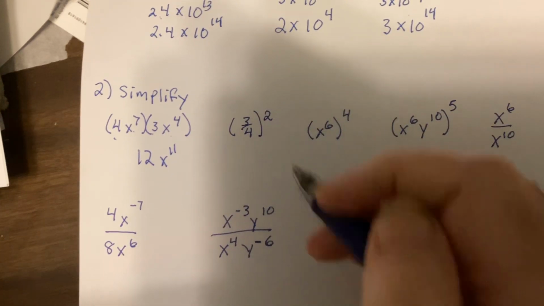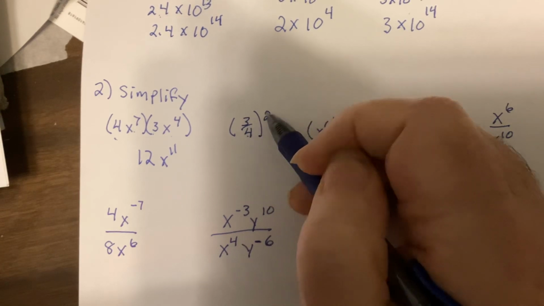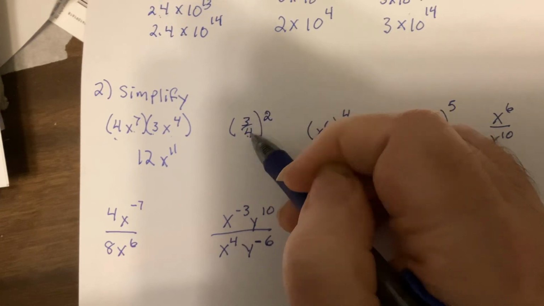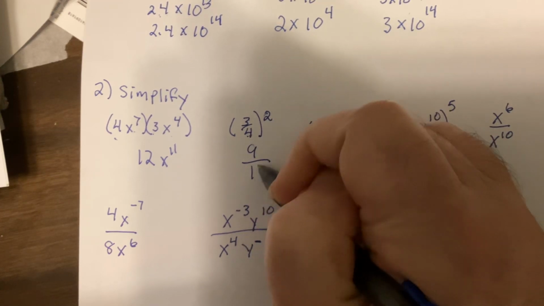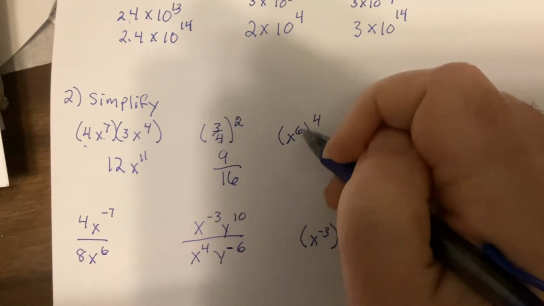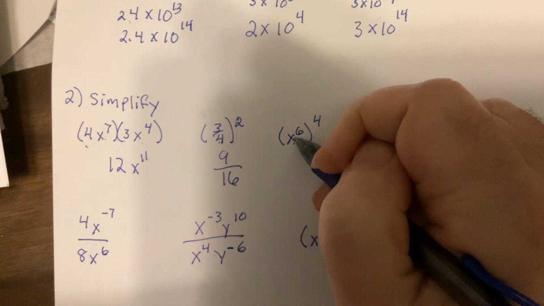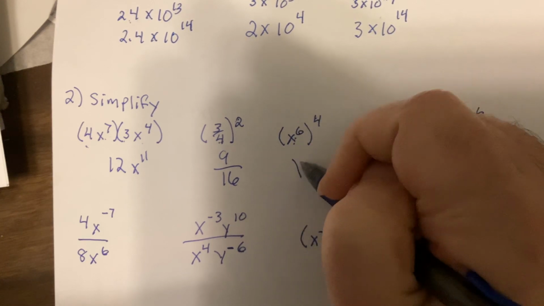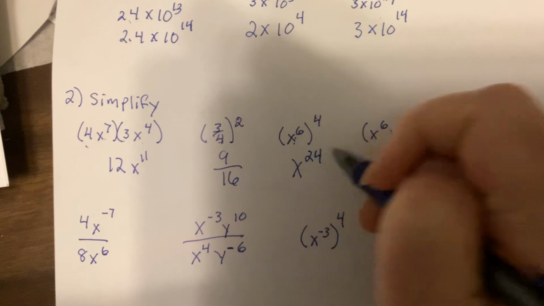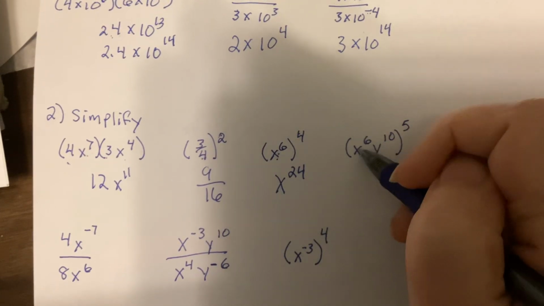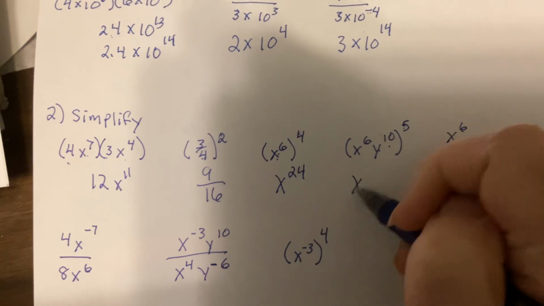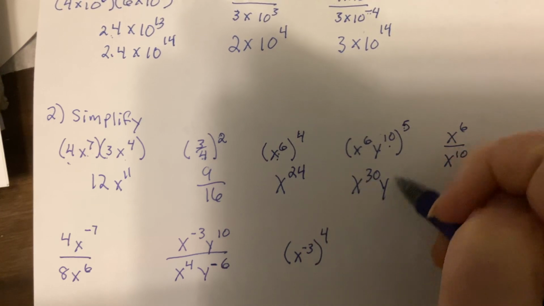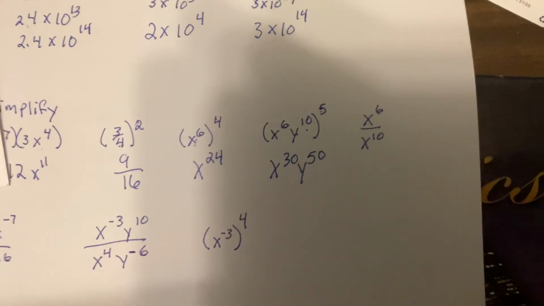Good. So when I have a fraction and I'm raising it to a power, you raise both to that power. 3 squared is 9. 4 squared is 16. When I have a base to a power, and then I raise it to another power, I multiply the powers. When I have a product to a power, I raise both to that power. So this would be x to the 30, y to the 50.